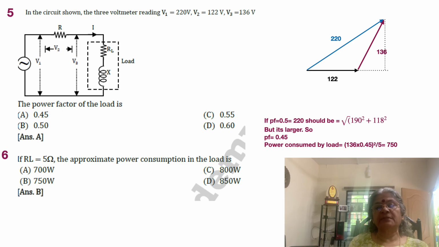68. So 122 plus 68 gives you 190, and then we have the other component vertically, which is equal to 118. When you square them and add them, you see that it is very large. Why is it so? Because we have chosen a larger power factor. If the power factor was smaller, it would mean a bigger angle, and so it would have been equal to 220. So we reject 0.5.